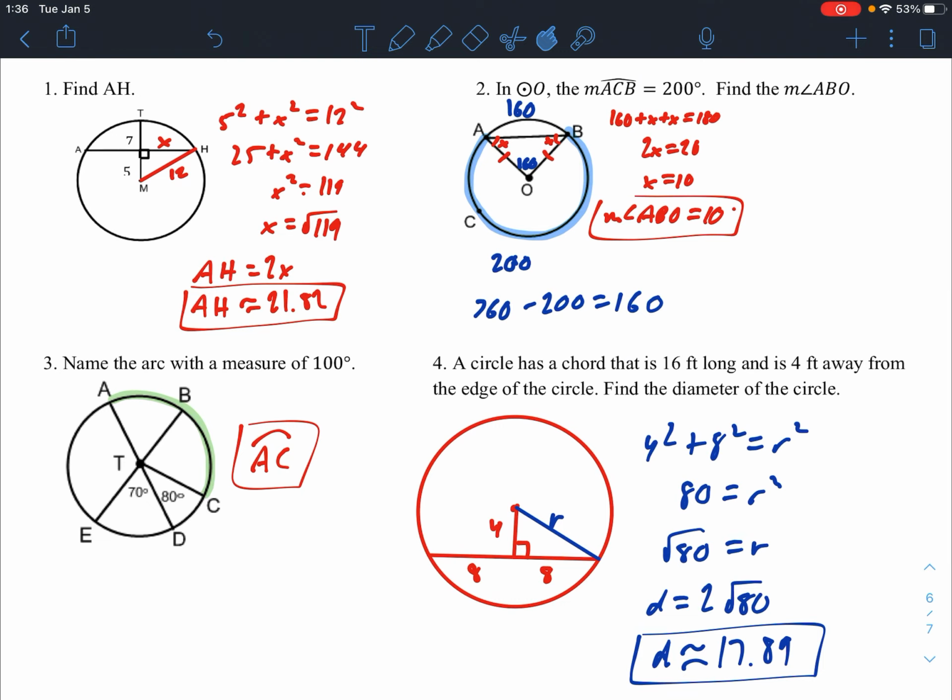There's your answers for problems 1, 3, and 4. That's it for section 6.2. We'll be back with section 6.3 tomorrow.